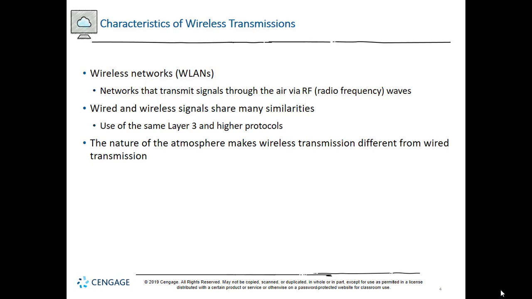Wired and wireless signals share many similarities, including use of the same layer 3 and higher protocols. However, the nature of the atmosphere makes wireless transmission vastly different from wired at the lower OSI layers. Let's take a look at wireless signals, and then we'll see how they're transmitted.